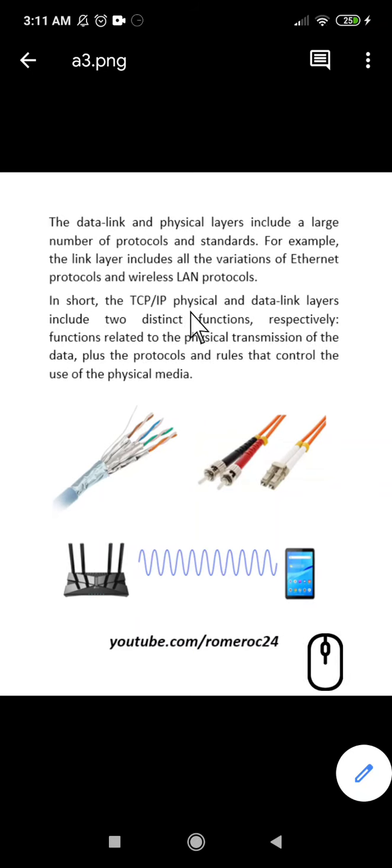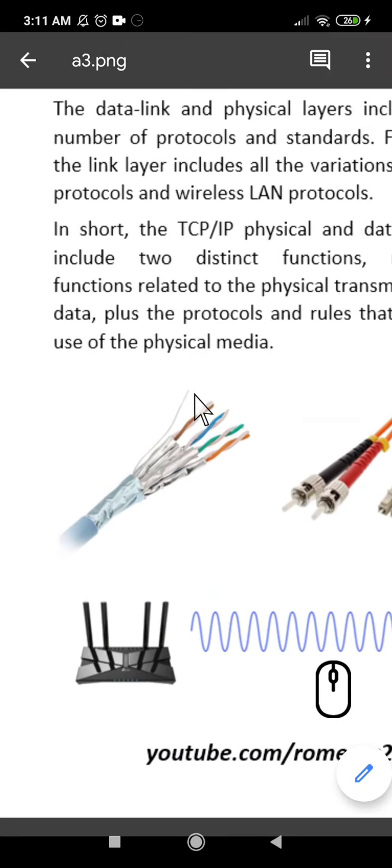The TCP/IP physical and data link layers include two distinct functions, respectively, functions related to the physical transmission of the data, plus the protocols and rules that control the use of physical media. Here you can see the STP copper cable.